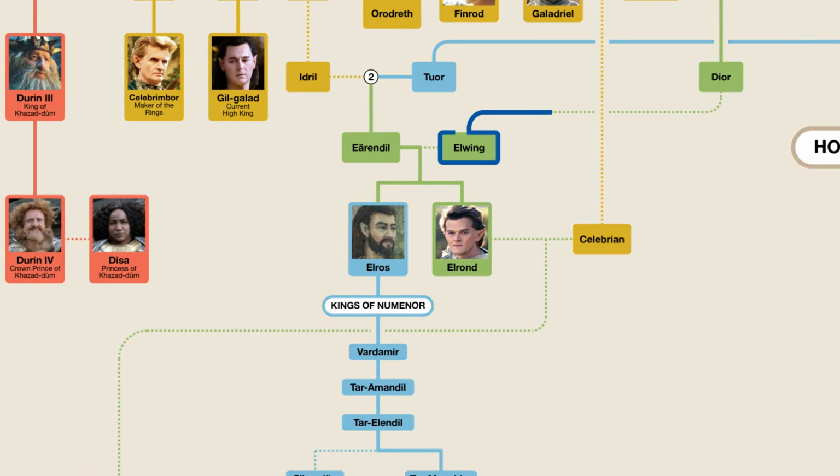The second union was between Tuor from the house of Hador and Idril, a Noldor elf closely related to Gil-galad. They had a son named Eärendil, who was a great seafarer and who married Elwing. Together, they had Elrond and his brother Elros. Elrond also showed up in the original movies, again played by a different actor.